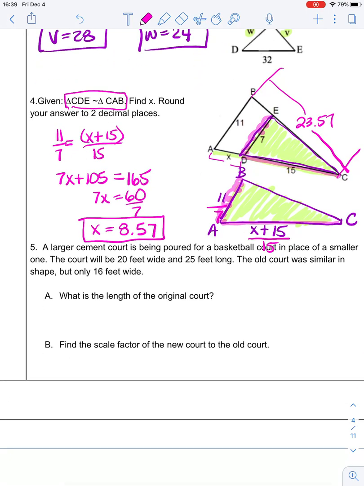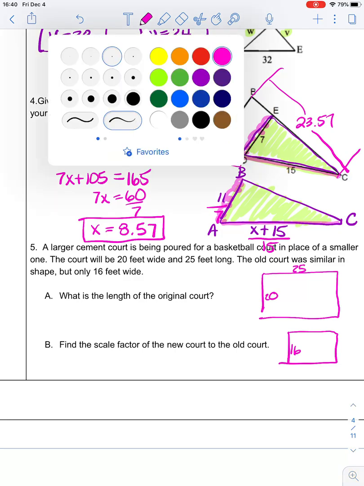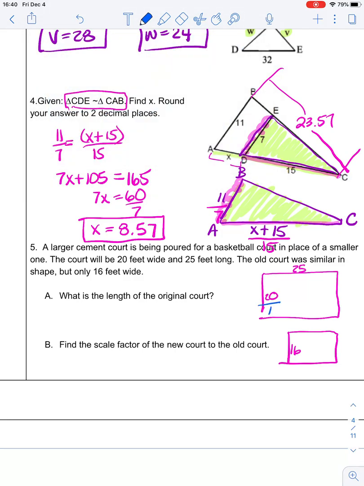So a larger cement court is being poured for a basketball court in place of a smaller one. The court will be 20 feet wide and 25 feet long. So we need to look at this. The new court will be 25 by 20. The old court was similar in shape, but it was 16 feet wide. So it's smaller, and it was 16 feet wide. So the question is, what is the original length of the court?